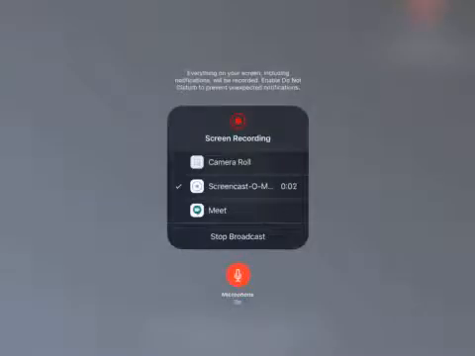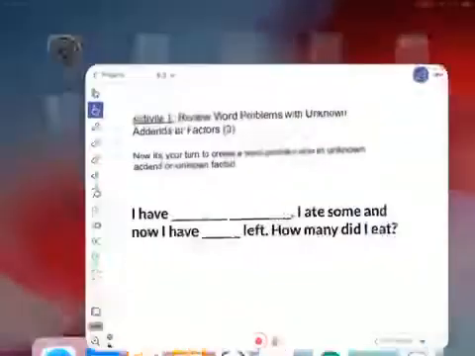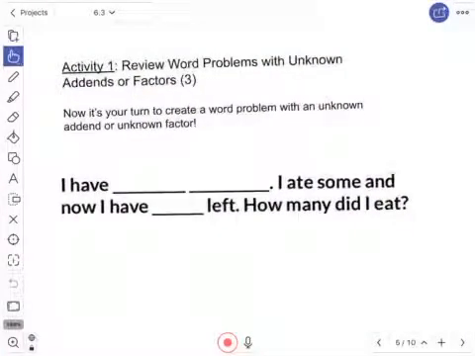And we are back here. I cannot wait to read your word problems that you made. And if you did answer them, great. If not, don't worry. But I cannot wait to read those word problems.